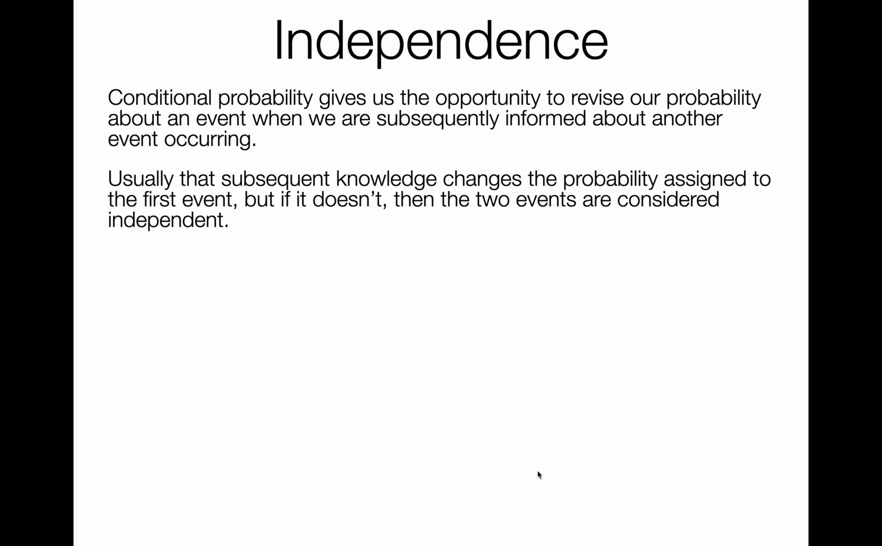Usually, that subsequent knowledge changes your probability assigned to the first event. But there are some cases in which it doesn't. And in those cases, the two events that you're looking at, which we'll usually call A and B, are considered to be independent events.